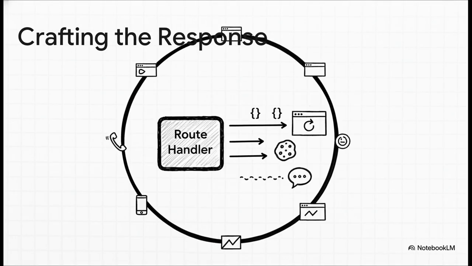And on the flip side, you have total control over the response you send back. You can send JSON, obviously, but you can also set custom headers, manage cookies for things like auth, and even stream data back, which is perfect for things like those AI chat responses. And here's the best part. These are all standard web APIs, so the skills you learn here, they're useful way beyond just Next.js.